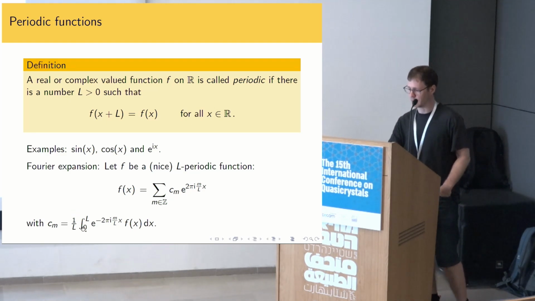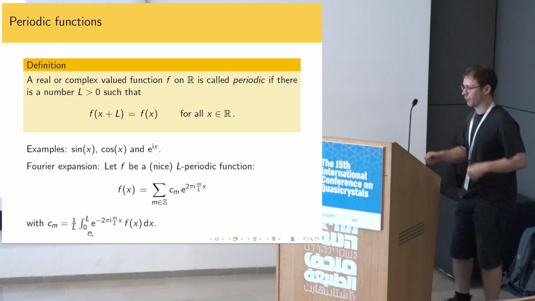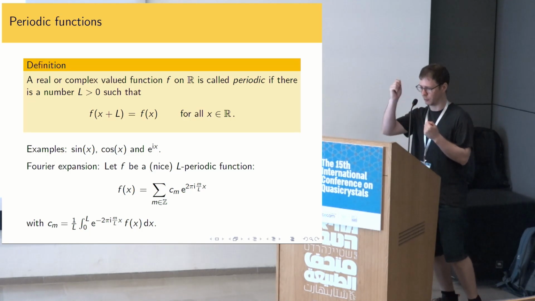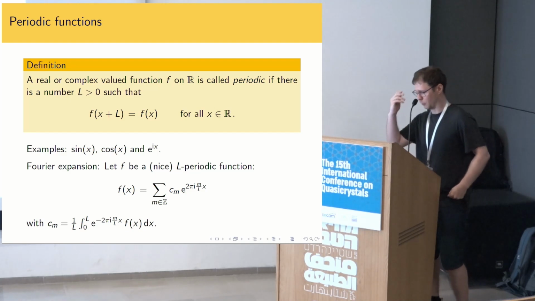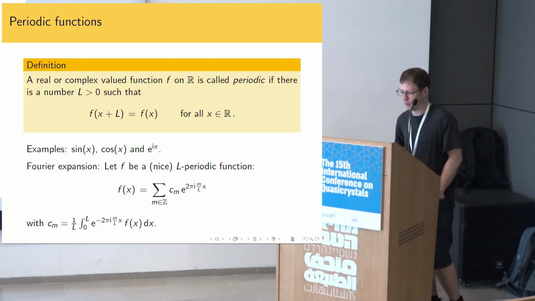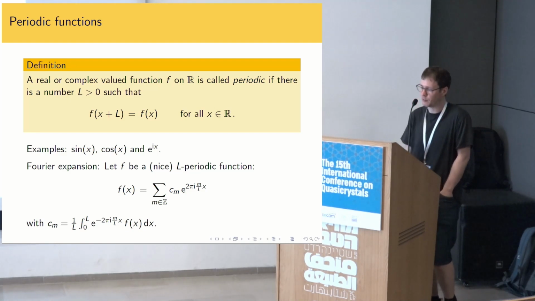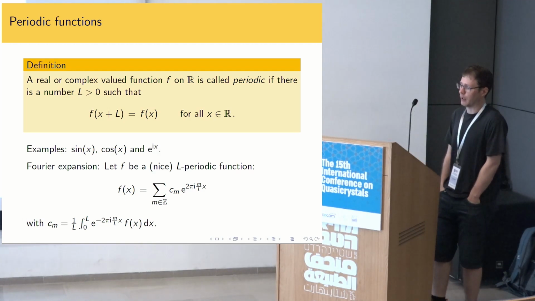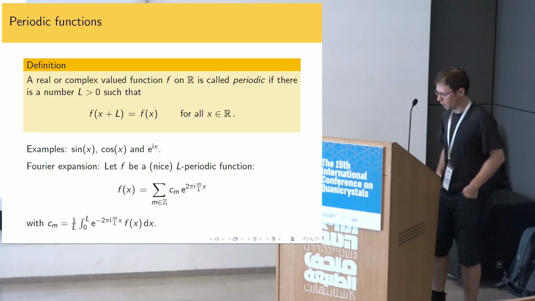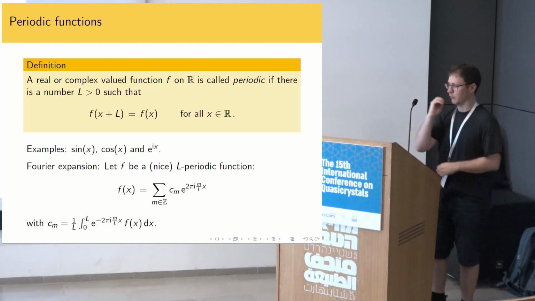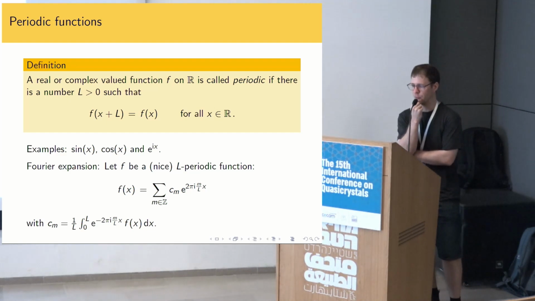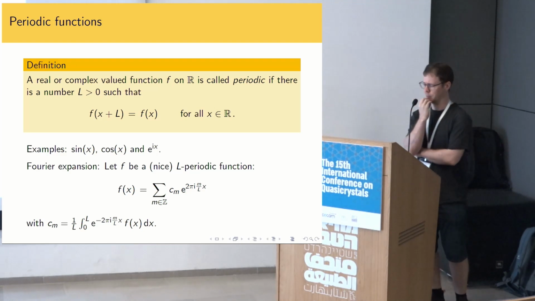And how do I get them? Well, I just integrate over the period from 0 to L the exponential function, e to the minus 2 pi i m divided by L times x, times f of x dx, and divide by L. And if I do this, then I can write the function as a Fourier series. Now, we need to be a bit careful here. Why?